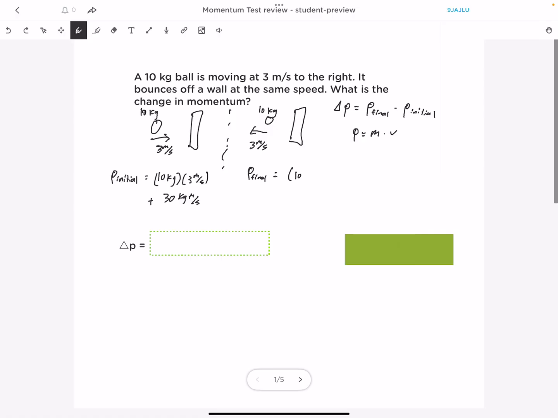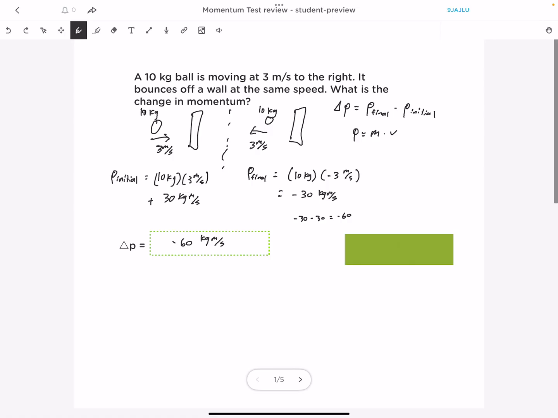I have, again, the same ball, 10 kilograms, except now it's going 3 meters per second to the left. So that means it has a velocity of negative 3 meters per second, right? Think of it like the number line: the numbers going to the right are positive, and numbers going to the left are negative. So here we have a final momentum of negative 30 kilogram meters per second. If my final momentum is negative 30 and my initial momentum is 30, I have negative 30 minus 30, and I get negative 60. So negative 60 kilogram meters per second.